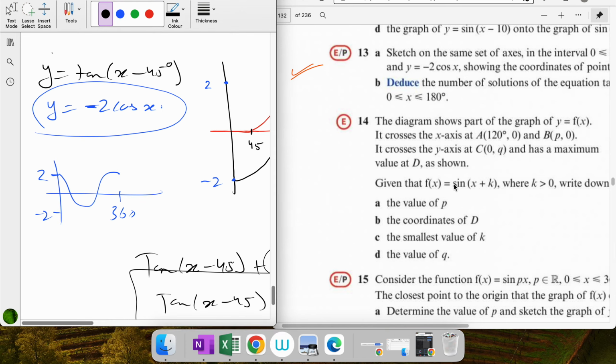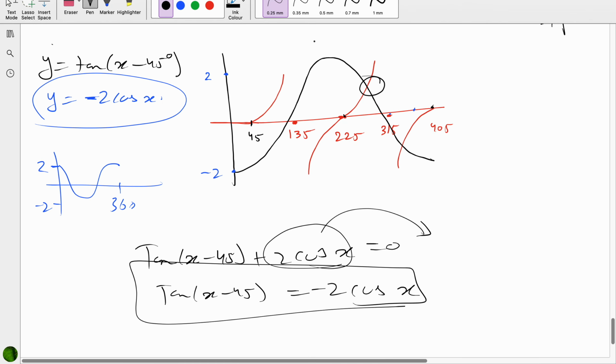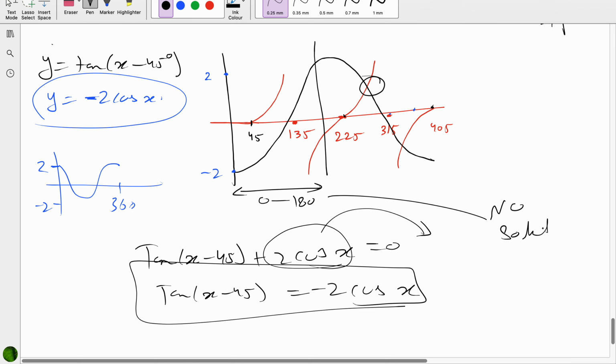And we had to draw it from 0 to 180, right? So just till 180, if we draw it from 0 to 180, no solution, because we don't have any point of intersection.